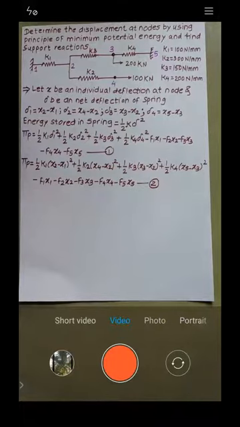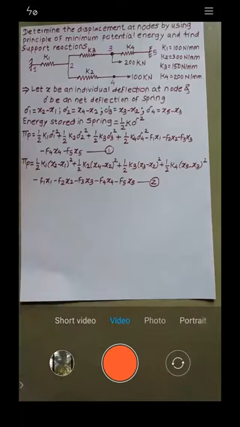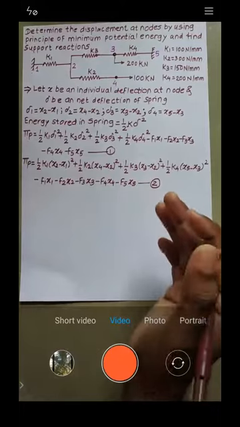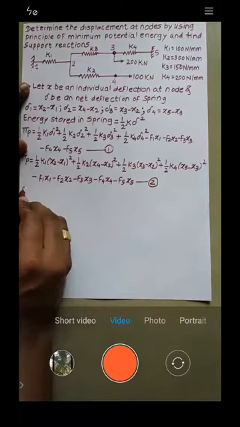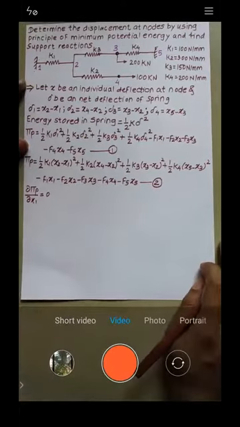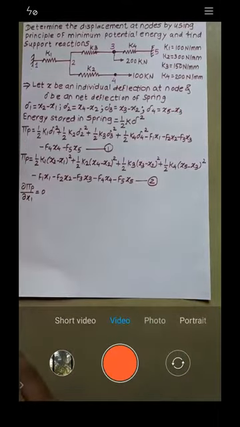Now I am interested in differentiating this total potential pi p with respect to the variables, as I told you. The variables are x1, x2, x3, x4, x5, so there are five variables. Initially I will differentiate pi p partially with respect to x1 and equate it to 0.